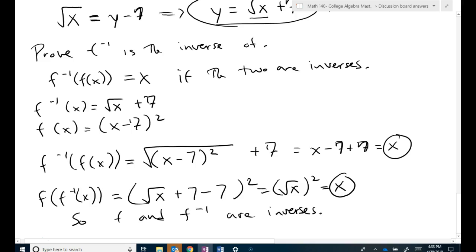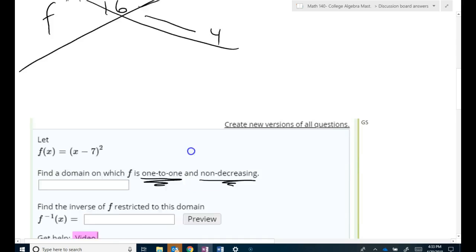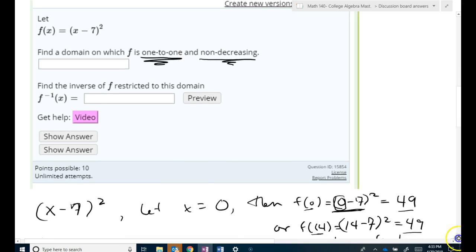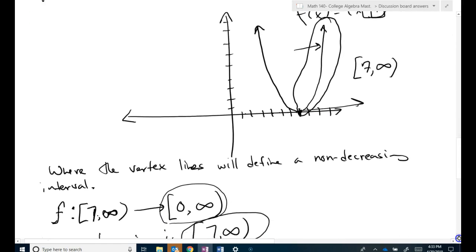In order to create our constructed inverse, you first have to restrict the domain to make sure that it is non-decreasing, that it never goes downward, and make sure that it's one-to-one, and then all you need to do is switch x and y and solve for y. Let's try it one more time, and let's talk a little bit about this from a different perspective. Let's try one that maybe is a little bit trickier algebraically.